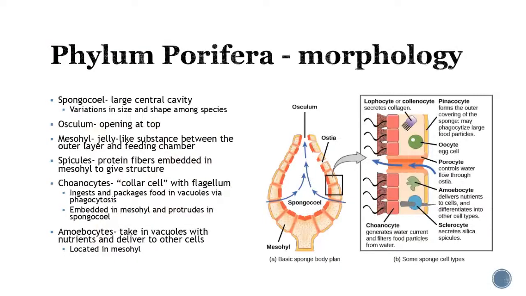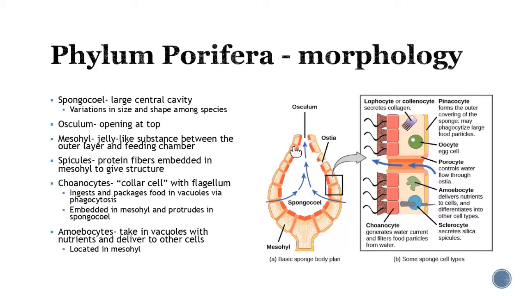So here's a little bit more about the morphology of them. Like I said, for some animals I will go through more on the morphology and the reproduction, and for some I won't. Like I said, the book is kind of all over the place. First off, you're going to have the spongocoel, this large central cavity right here. Depending on the type of species will determine the size and shape of that. Now, at the very top of that, you're going to have the osculum, which is just the opening at the top.